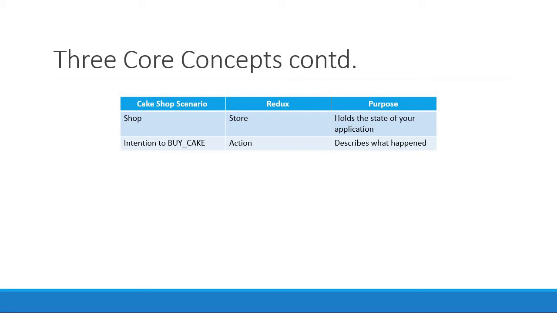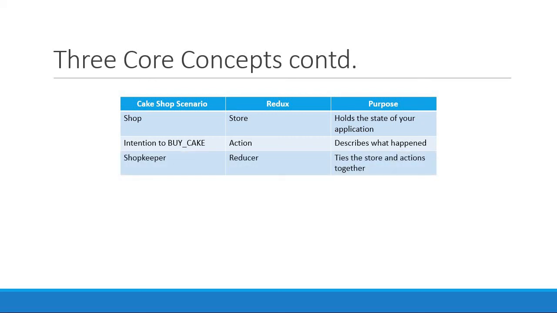The third and final concept is termed as a reducer. A reducer is what ties the store and actions together. In our scenario, the reducer is the shopkeeper. He receives the action buy from the customer and then removes a cake from the shelf, which is the store.